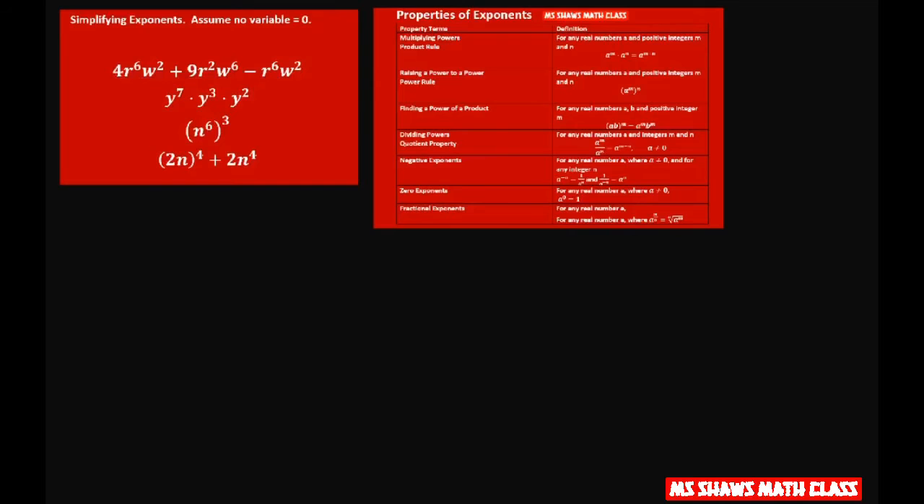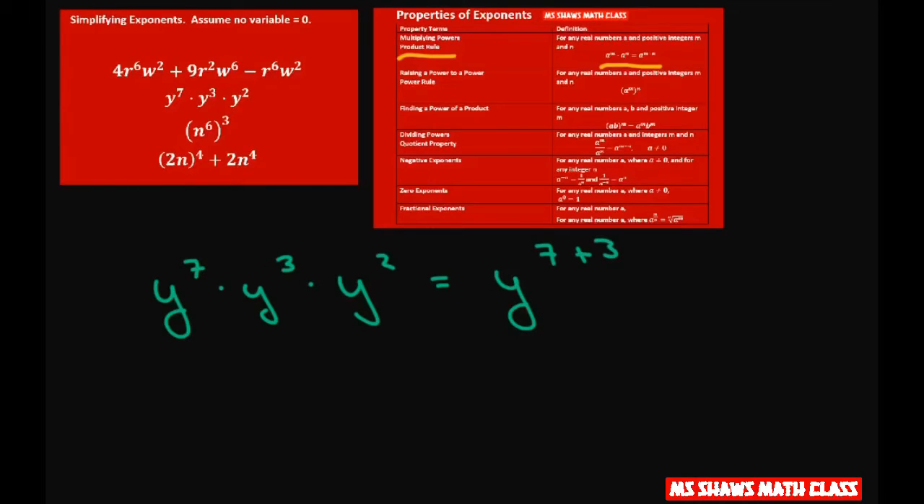Now the second one is using the product rule, but in 3 terms. So basically, we can write y to the 7th times y cubed times y squared as y to the 7 plus 3 plus 2, which equals y to the 12th.